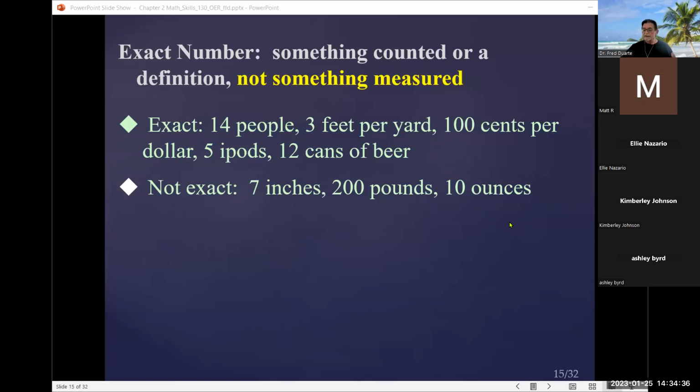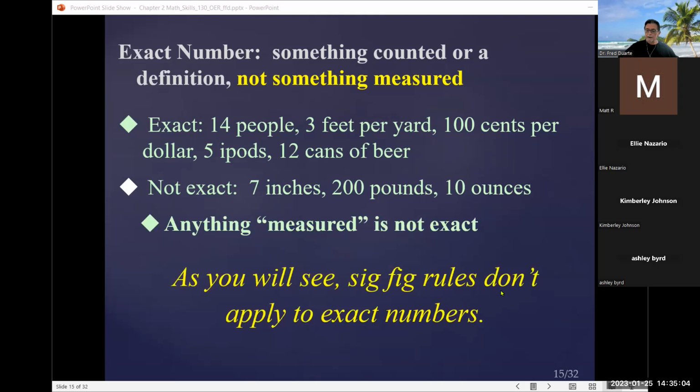Things that are not exact are things that you measure. As I described earlier, any measurement has a degree of uncertainty, especially in the last number. So 7 inches, 200 pounds, 10 ounces, those are all measurements. You used a tool to measure it, and therefore it could play a role in determining how many sig figs your answer would have. Sig fig rules don't apply to exact numbers.